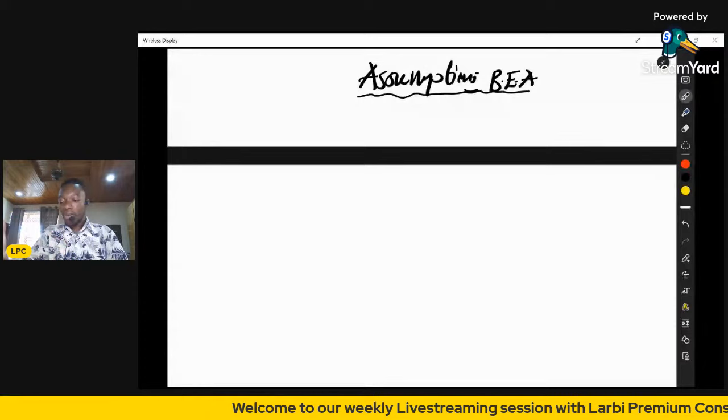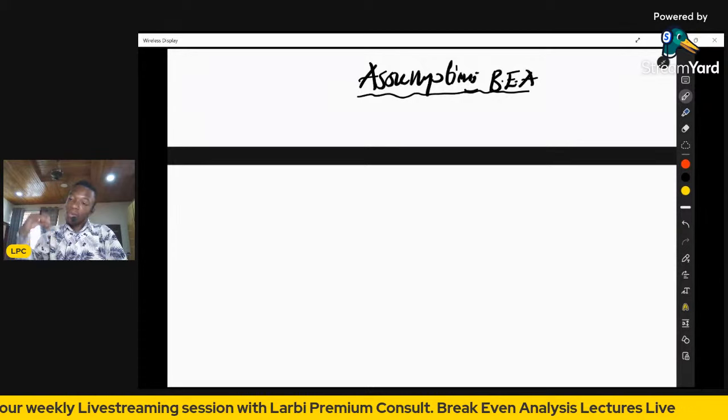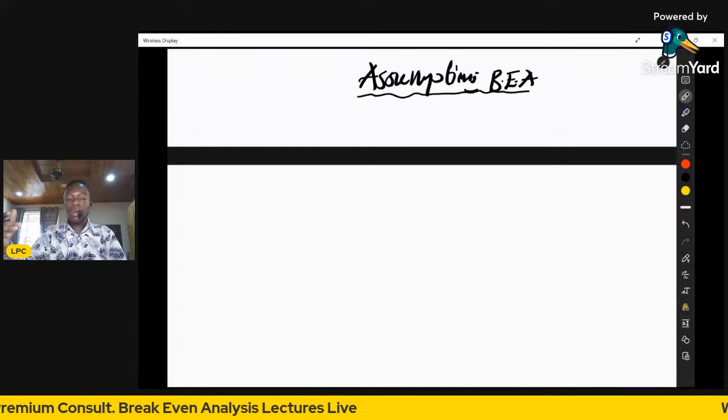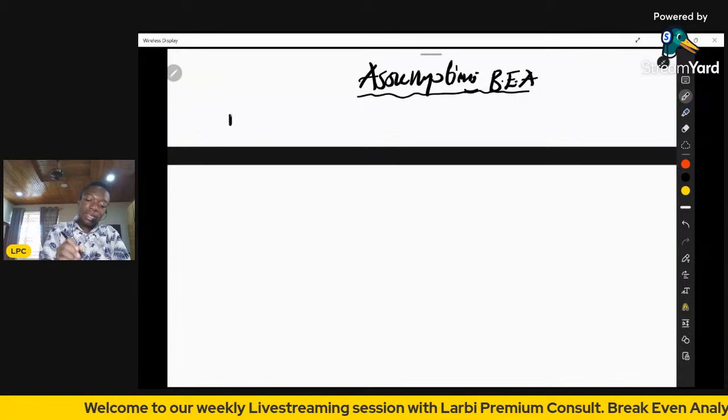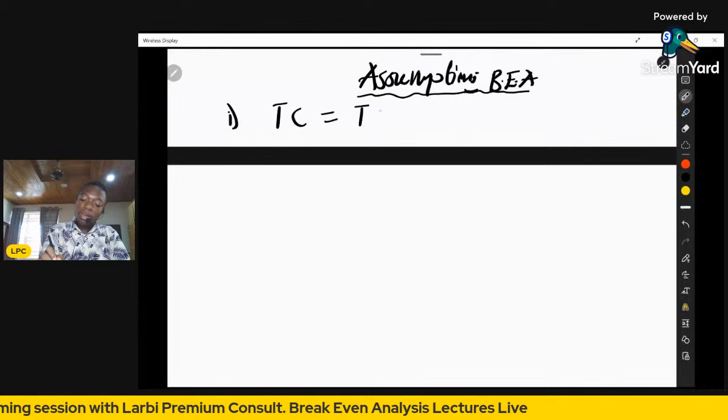Between our cost, revenue, and output. And we are saying that break-even works on certain premises or assumptions. What are these assumptions saying? So the first assumption that we need to understand is that in break-even analysis, our total cost is equal to our total revenue.